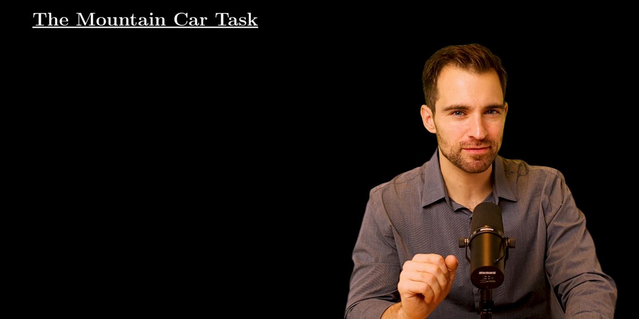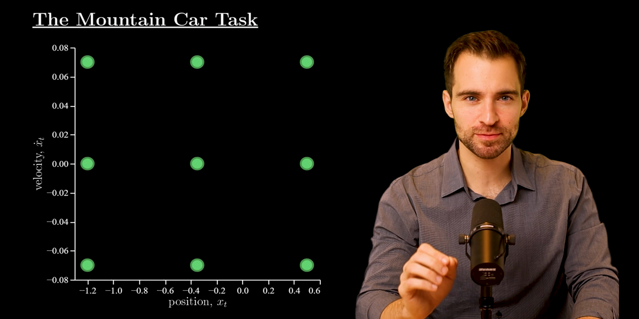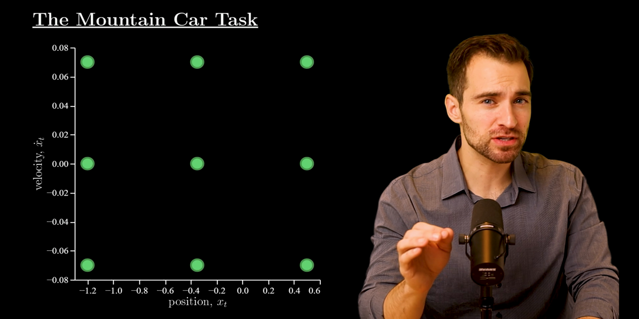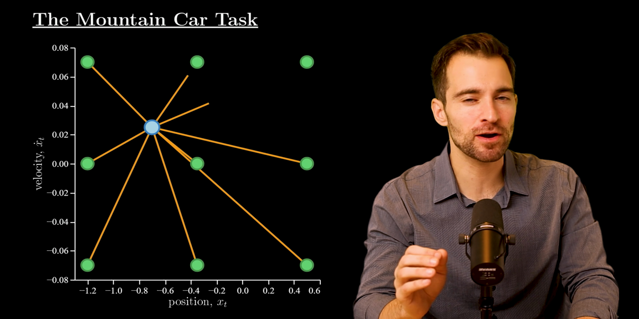Well, let's use a linear function and determine our features. And this is where I deviate from the book just a bit. To understand my features, let's imagine the state space as a 2D plane, where the horizontal axis is the position and the vertical axis is the velocity. Next, I'll pick 9 evenly spaced points over this space. Now, if I have a particular point, like this, I'll look at its distances from the 9 points.